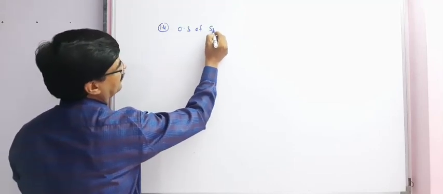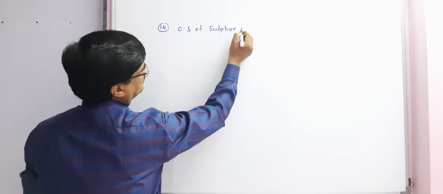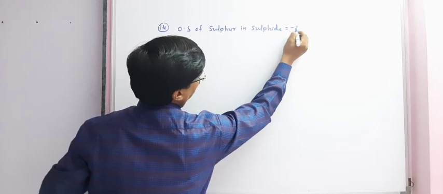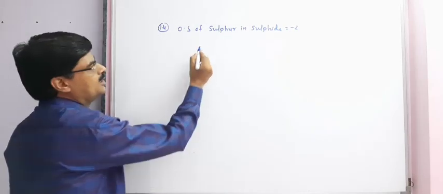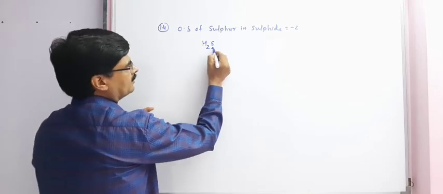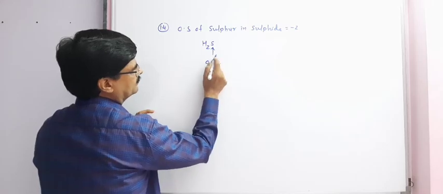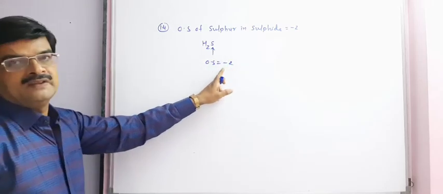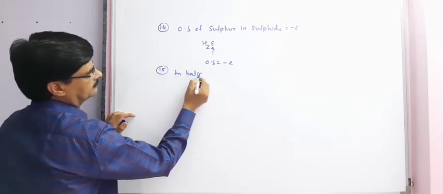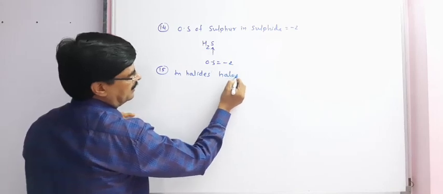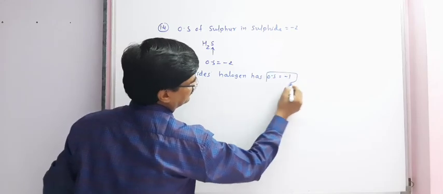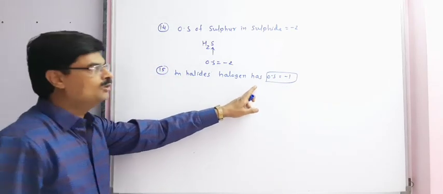Oxidation state of sulfur in sulfide is equal to -2. Let's take an example, hydrogen sulfide. In hydrogen sulfide, sulfur has oxidation state -2. In the same way, in halides, halogen has oxidation state -1.